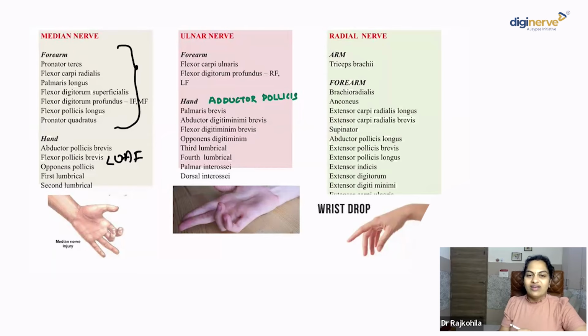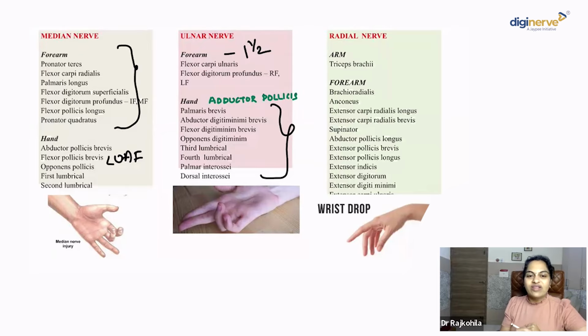What about the ulnar nerve? In the forearm, it innervates 1.5 muscles: the flexor carpi ulnaris and the flexor digitorum profundus tendon to the ring finger and the little finger. And in the hand, as you have seen, most of the muscles are innervated by the ulnar nerve. And please do remember adductor pollicis, right?